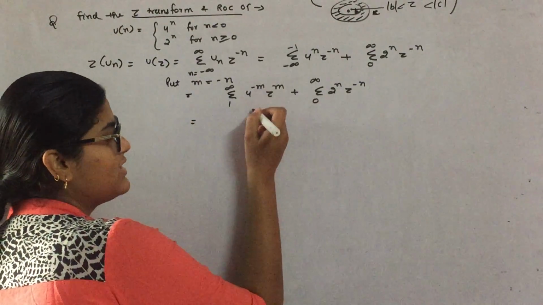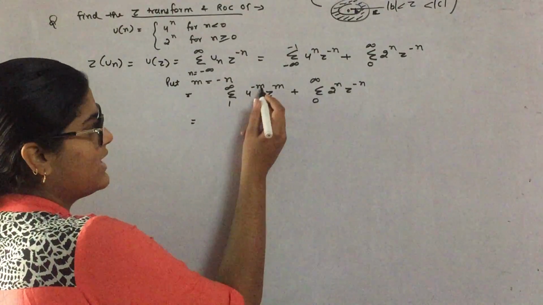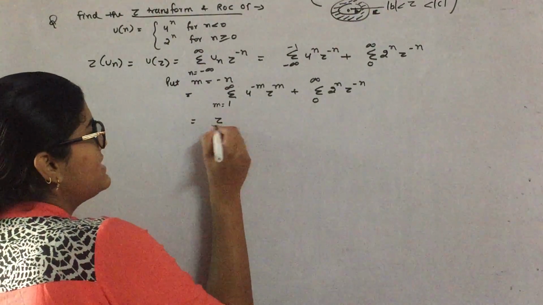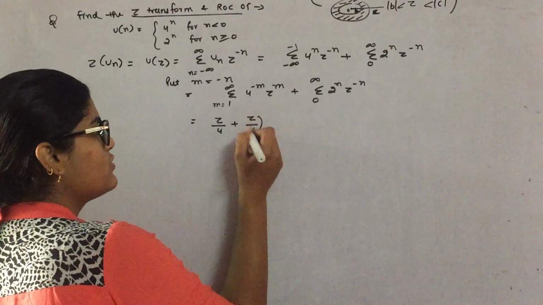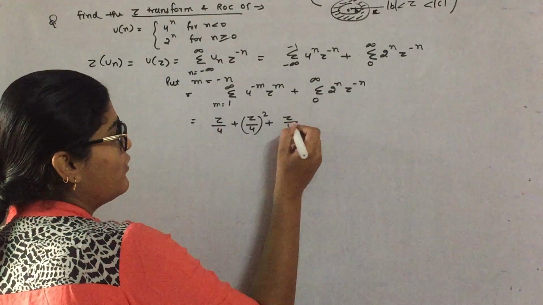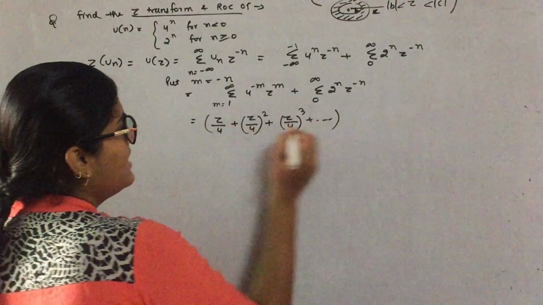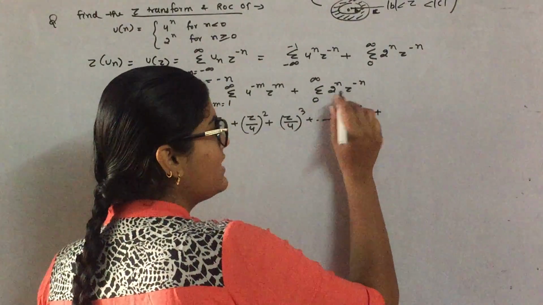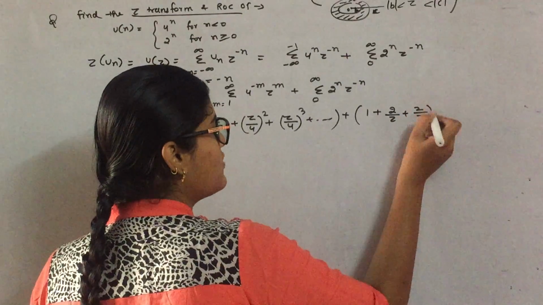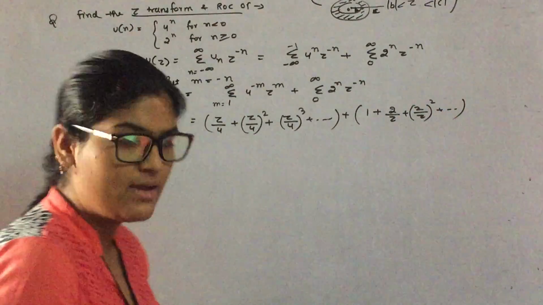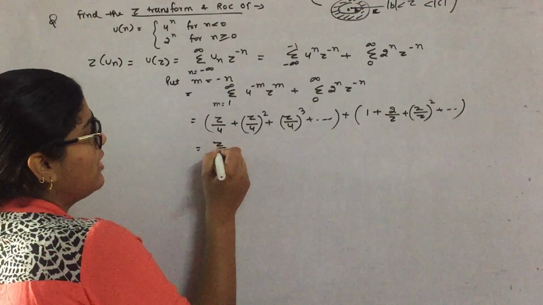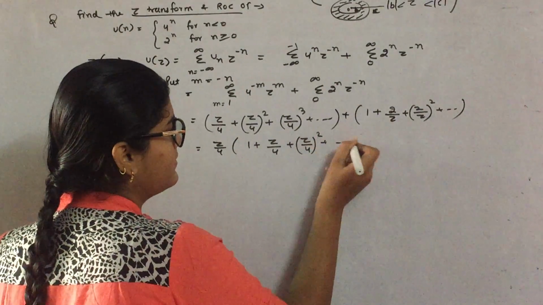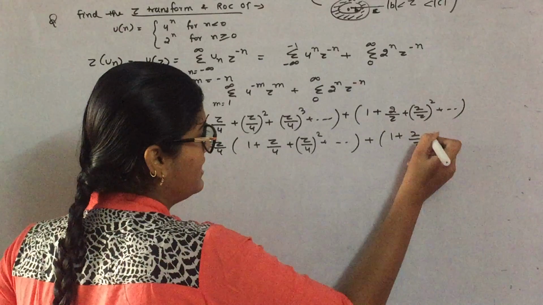This is a negative power, so it comes downward. If you put m as 1, because m varies from 1 to infinity, it will form z by 4; m as 2, z by 4 squared; m as 3, z by 4 cubed, and so on. Same here, if you put n as 0, it will form 1; if you put n as 1, 2 by z; then 2 by z squared, and so on. If you take z by 4 as common, you will get 1 plus z by 4 plus z by 4 squared, and so on.